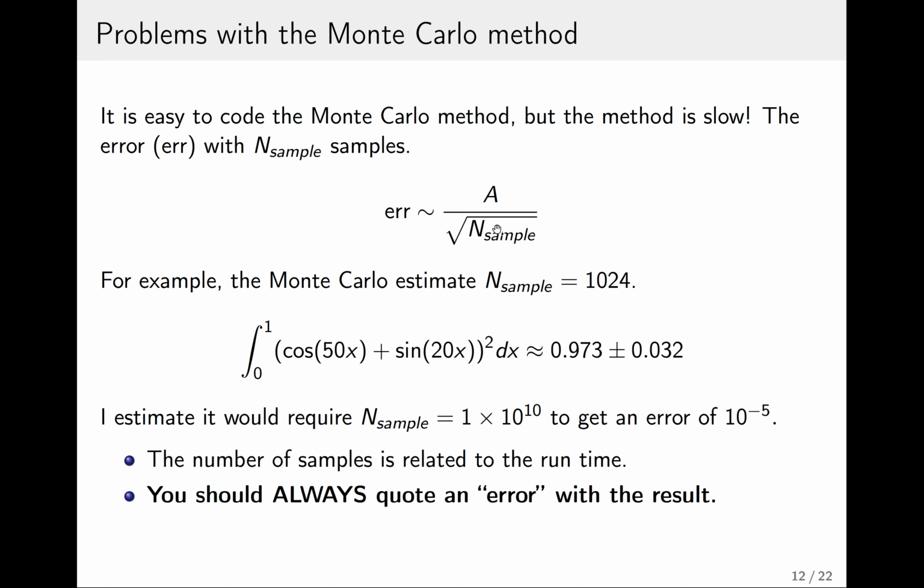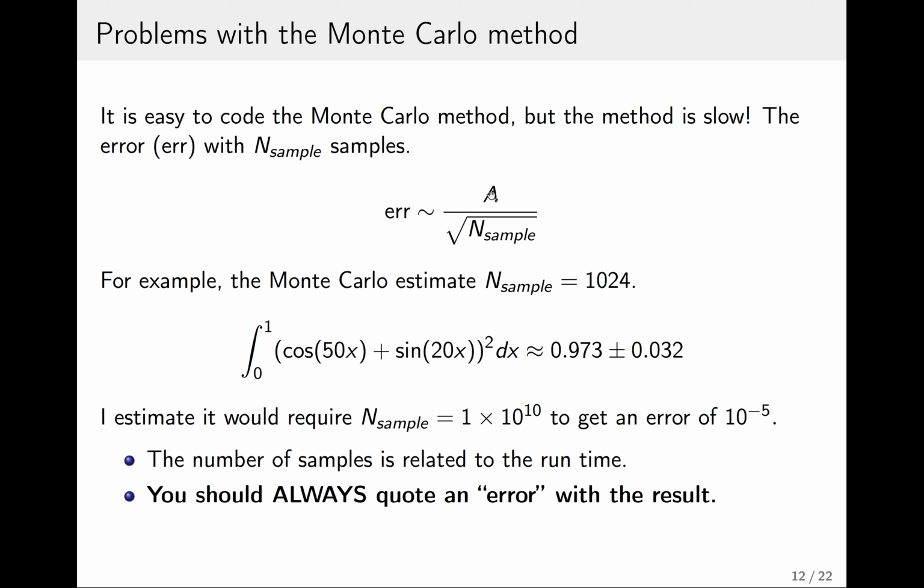And the cost of the calculation is proportional to the number of Monte Carlo samples, while the error goes down like the square root of the number of Monte Carlo samples. So here, just for example, I've done an integral from 0 to 1 of cos 50x plus sine 20x squared, and I get 0.973 plus or minus 0.032. So I've only really got two significant figures. If I want to get a much smaller error, say 10 to the minus 5, the way to reduce this error is to use more samples.